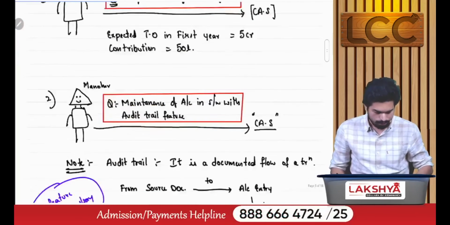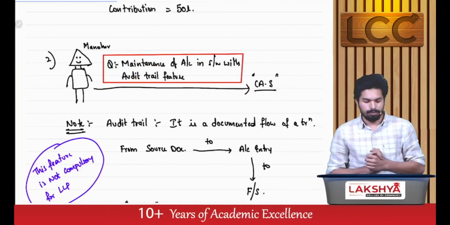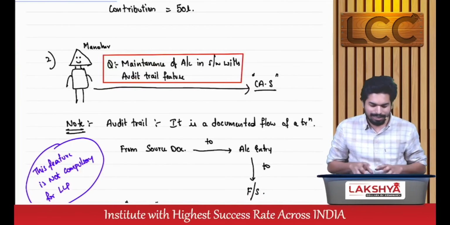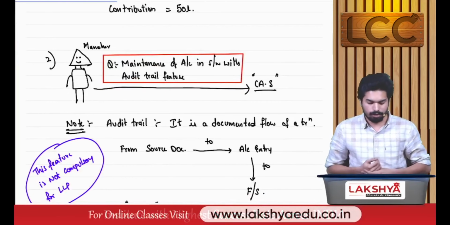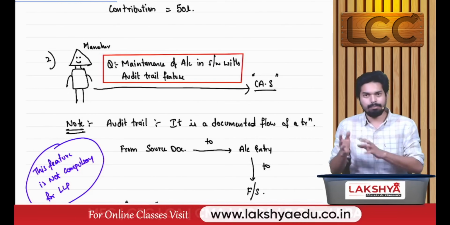Next, Manohar, he is also having a doubt. What is his doubt? Regarding maintenance of accounts in software with audit trail feature. That's why he has approached CAS.